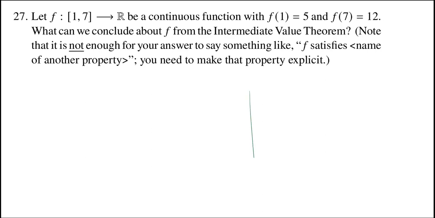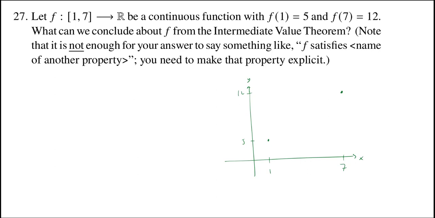So if we were going to try to graph this, there's 1 and there's 7. I know that I got a 5, I've got a 12. F of 1 is equal to 5, and f of 7 is going to equal 12. And the only other thing I know is that it's continuous. So along the way, stuff is going to happen, but it will happen in some sort of continuous way.